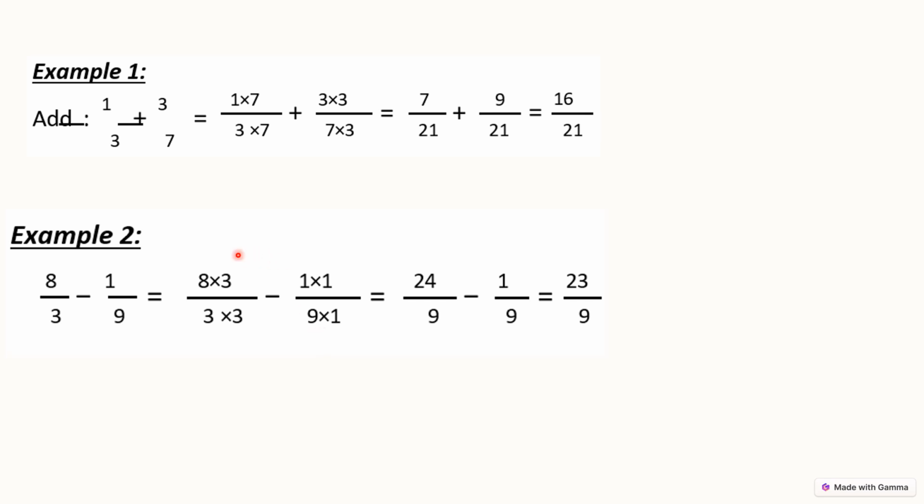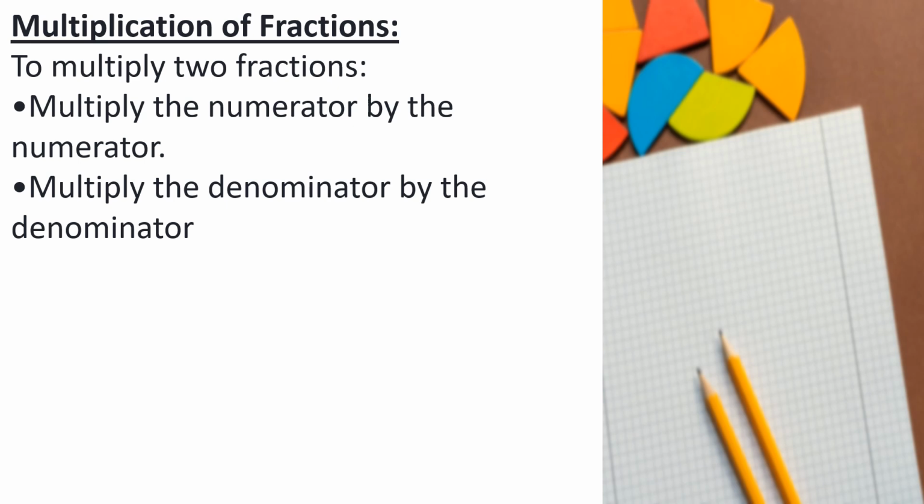So I will get 8 times 3, 24 over 9 minus 1 over 9. Here I have the same denominator, so I subtract 24 minus 1, it's 23, and keep the same denominator. Now let's talk about multiplication of fractions.